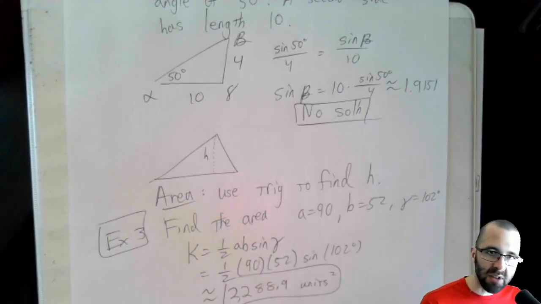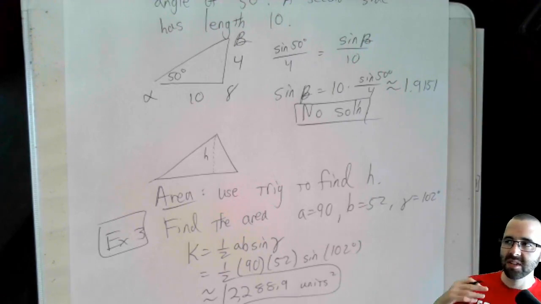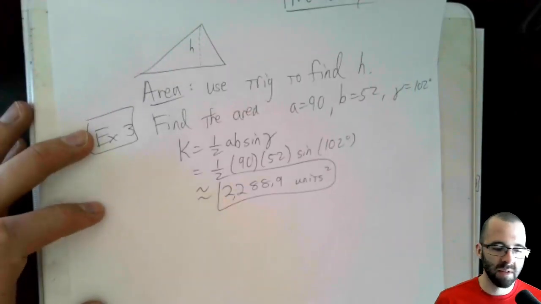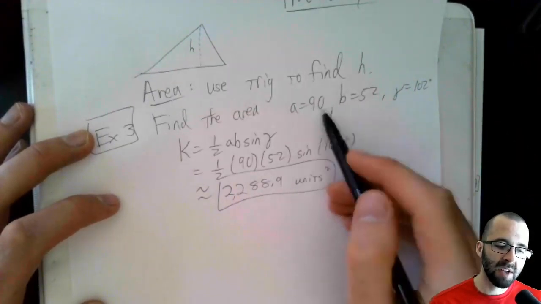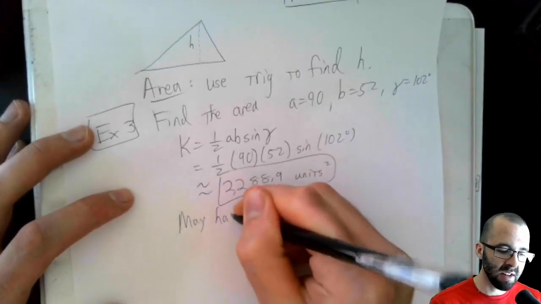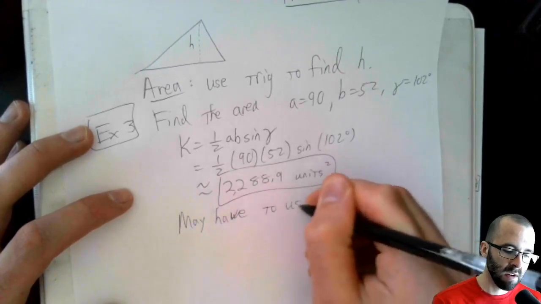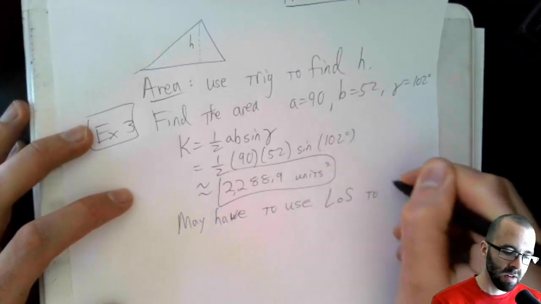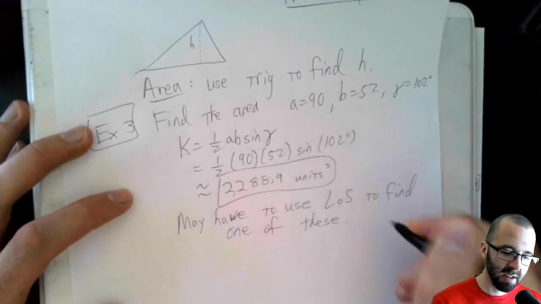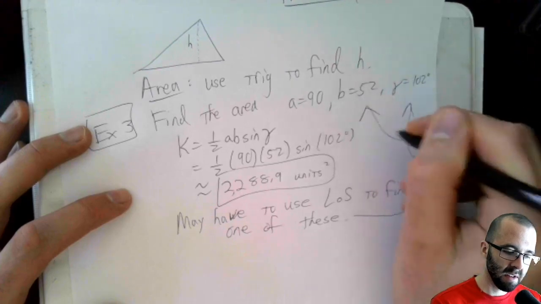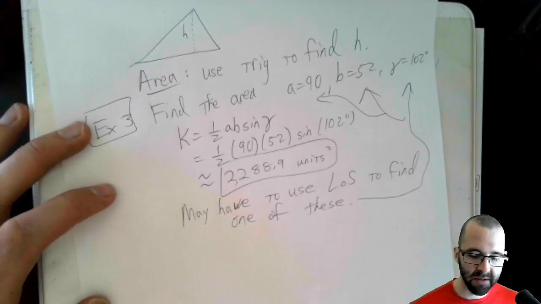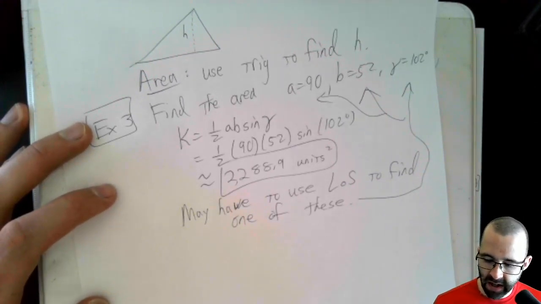If it were feet, it'd be feet squared. If it were meters, meters squared. Remember, area always has a squared unit. And that's how you just approach all these area problems. Sometimes you might not have the information to just jump in here immediately. So you may have to use the law of sines to find one of these. All right, but that's a pretty rare case. Otherwise, you just use whichever formula fits the data that you have. Okay? And that's pretty much it.